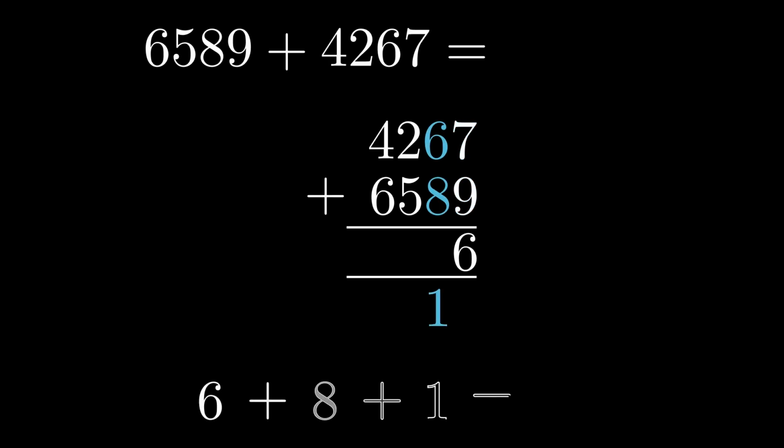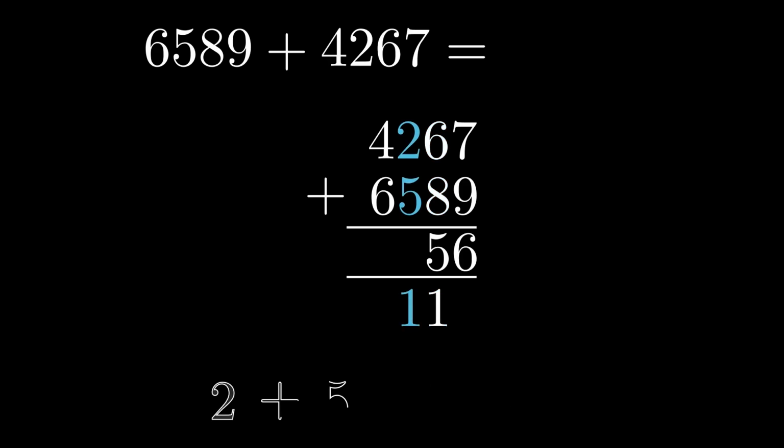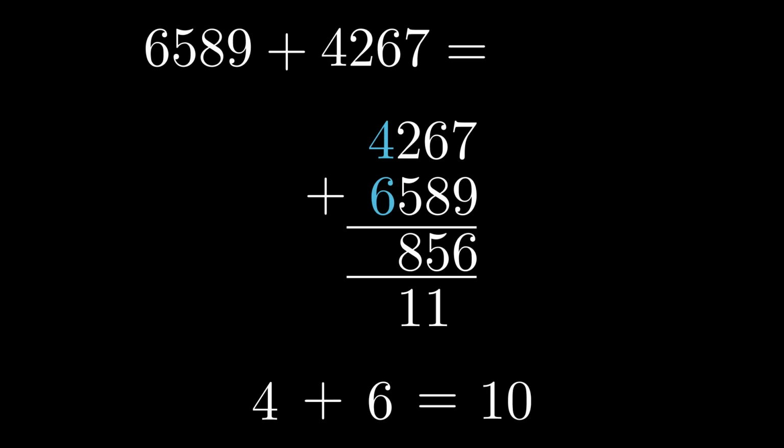Then we calculate 6 plus 8 plus 1 to give us 15. We put the 5 as shown and 1 is carried over. Next, we have 2 plus 5 plus 1 to give us 8, and the 8 is popped here as shown. And then 4 plus 6 equals 10. The 0 is placed as shown and the 1 is carried over into the next column.